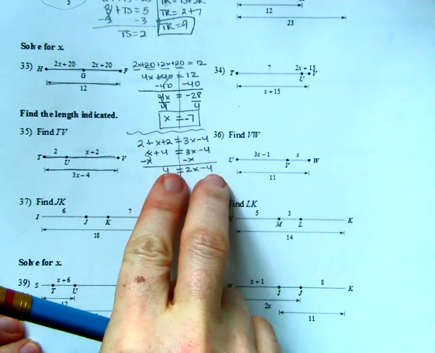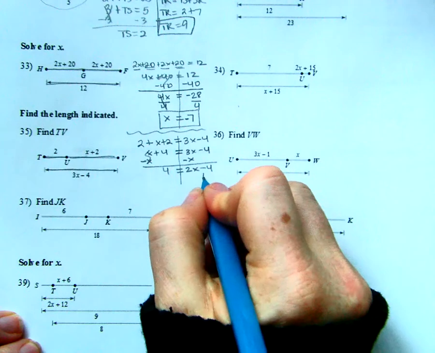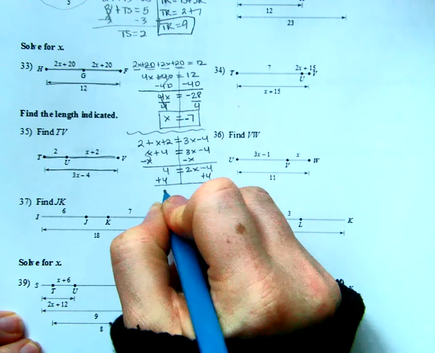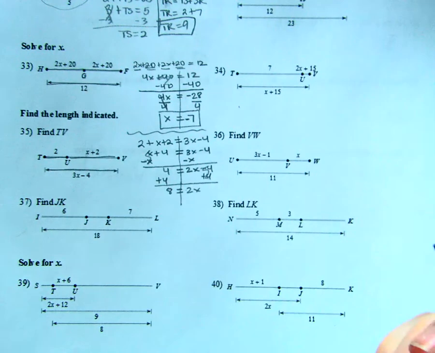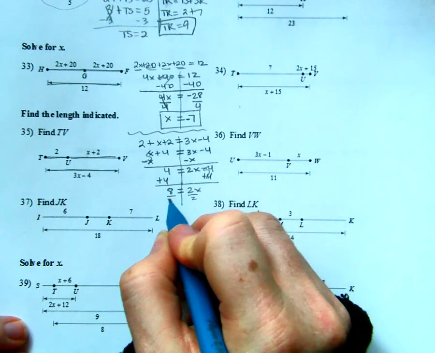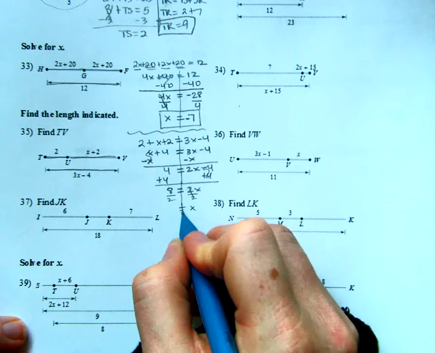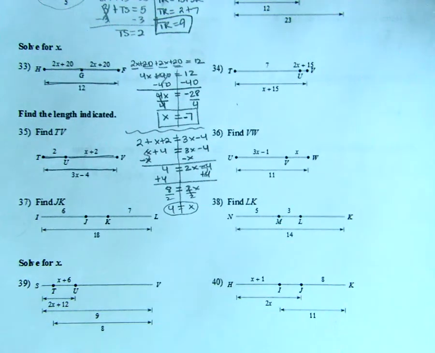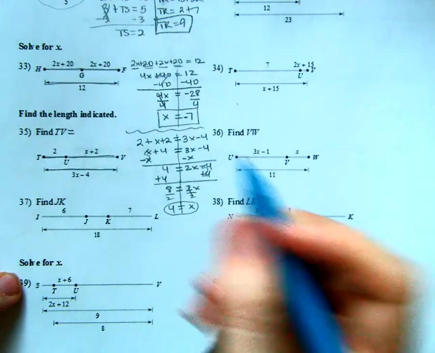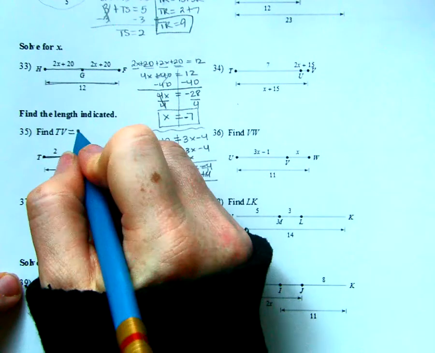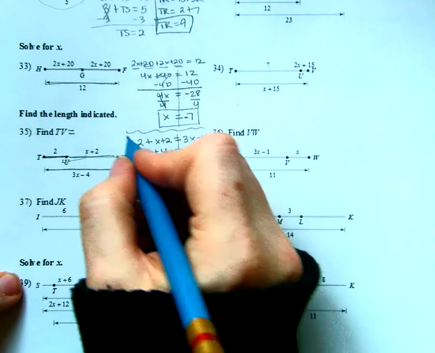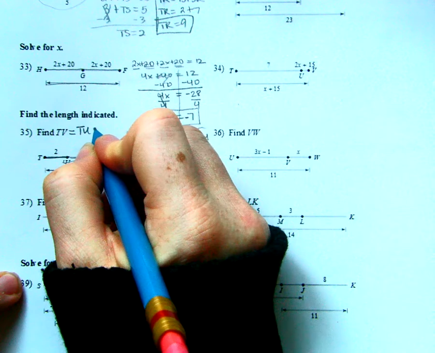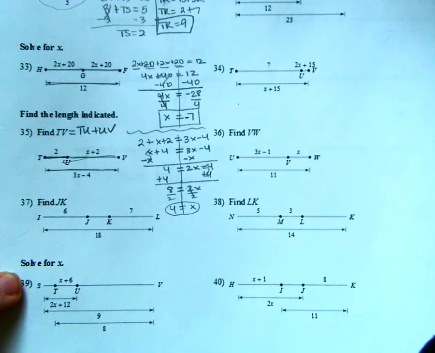I'm going to combine like terms again across the equal sign. So add 4. And I'm going to get 8 is equal to 2x. And then one more step, just divide by 2 to isolate x, and I get x is equal to 4. The problem is this question is not asking for x. This question is asking for TV. And TV is TU plus UV. Okay? TU plus UV. So in order to find this, I've got to add these two values together.